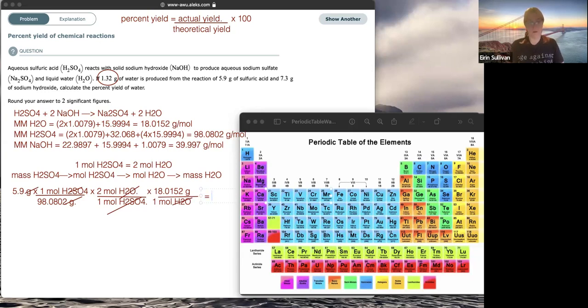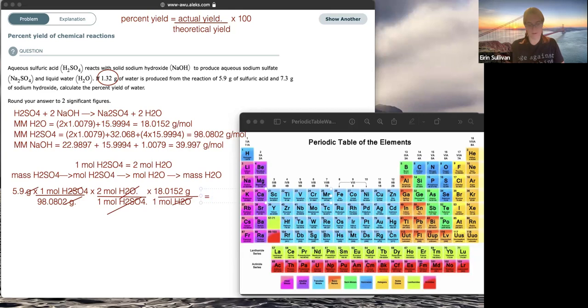So 5.9 divided by 98.0802 times 2 times 18.0152. Would help if I could use my calculator. It's got a sticky button.